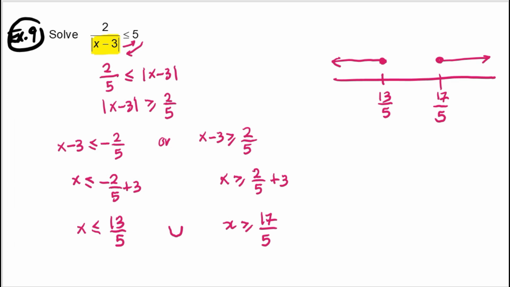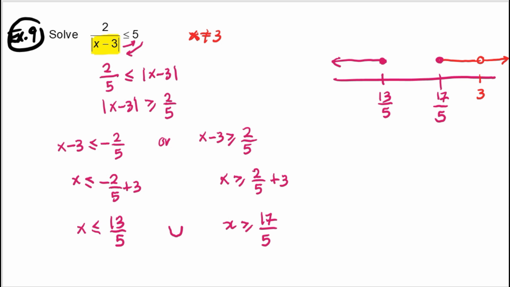So bear in mind that from the beginning x cannot be equal to 3, because when x is equal to 3 it will be undefined. Therefore at 3 it should not be defined. So we have something like this. It goes this way and it goes this way. It cannot be equal to 3.